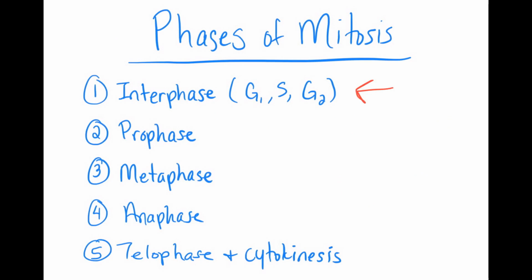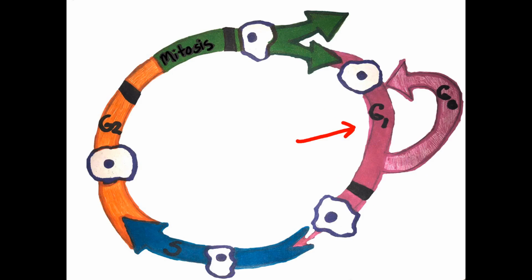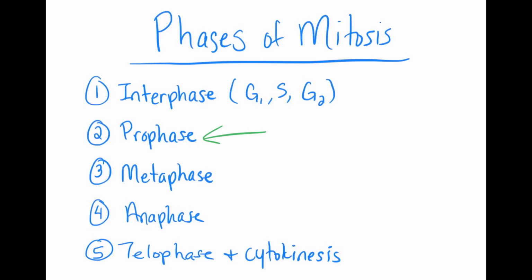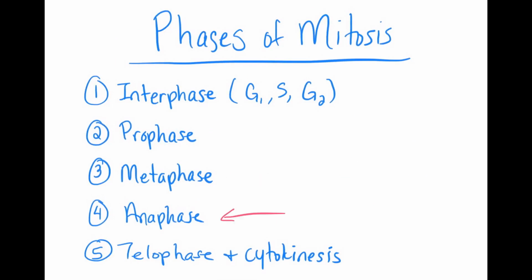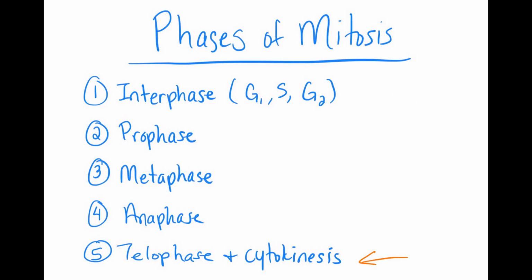The phases of mitosis are as follows. First is interphase, which consists of G1, S, and G2 of the cell cycle, then prophase, metaphase, anaphase, and finally, telophase and cytokinesis, which happen simultaneously. Now that we've covered the basics, let's describe and visualize the individual phases of mitosis.